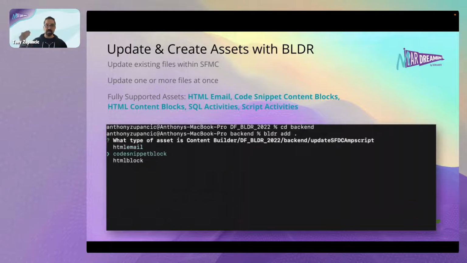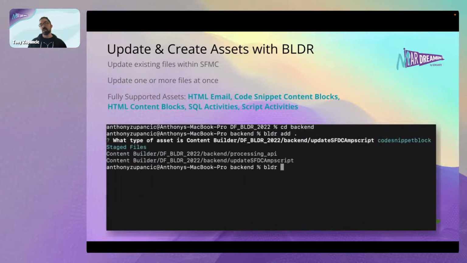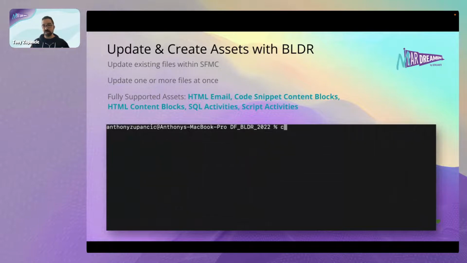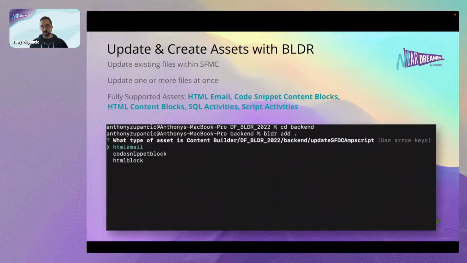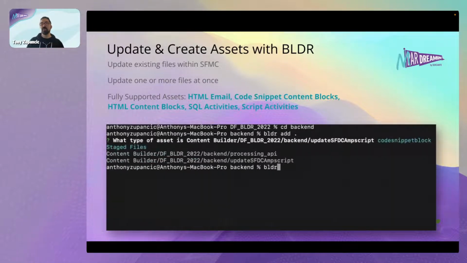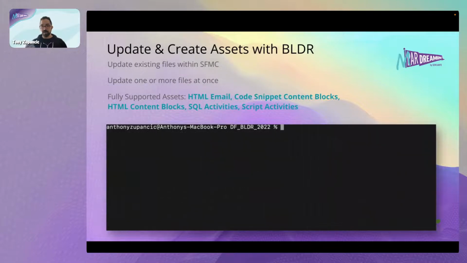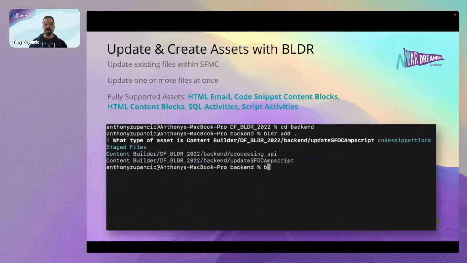So you'll see a SQL query or a script activity come down exactly as you're going to see it and be able to edit it within Salesforce Marketing Cloud. Same thing for HTML emails and code snippet content blocks. Anything that's not on that list, which is assets that typically fall into the block and slot model within Salesforce Marketing Cloud, come down as JSON files. You're still able to update and manipulate those files, and push them back into Salesforce Marketing Cloud.